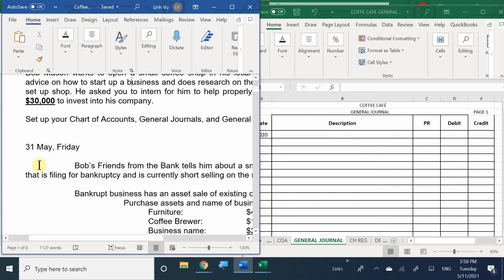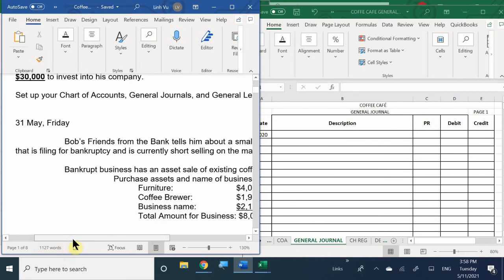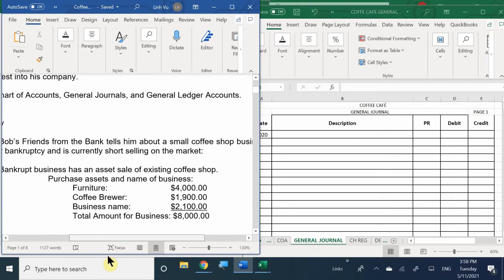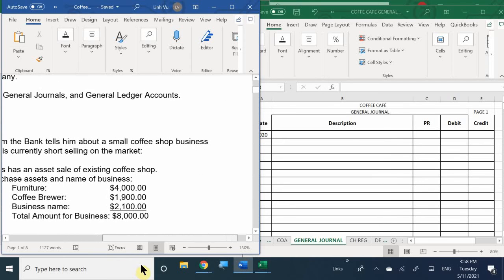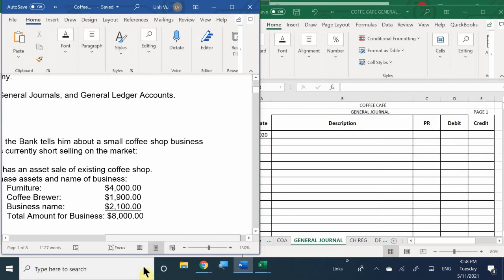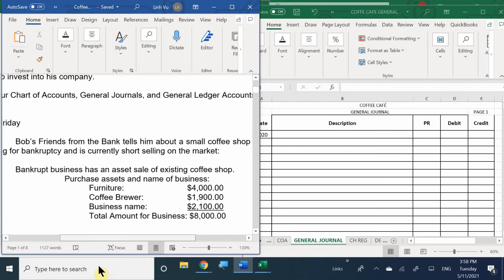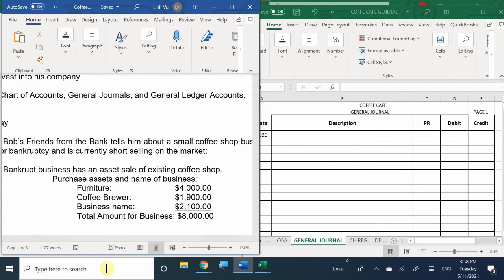So then on the 31st of May, of course, because the business went bankrupt, it still has assets. And it's already a pre-existing coffee shop, so the layout and the design, the area of the location, it's already set to be a coffee shop. What this short sale includes is some leftover furniture that's worth $4,000. Someone already appraised it. There's a pre-existing coffee brewer that's worth $1,900.